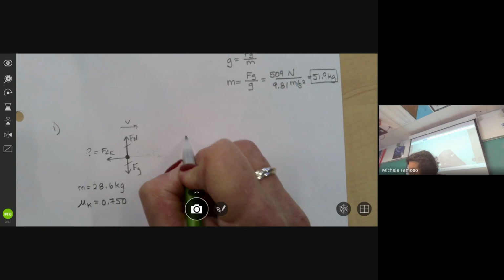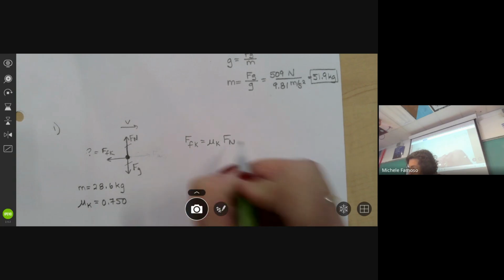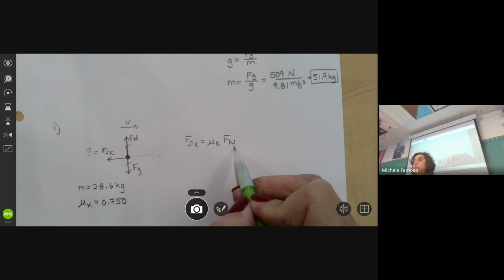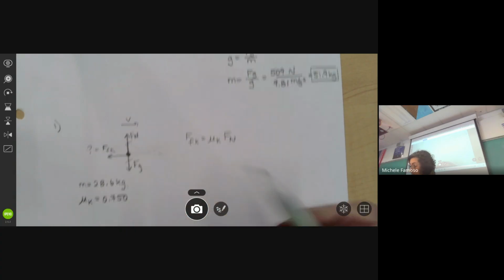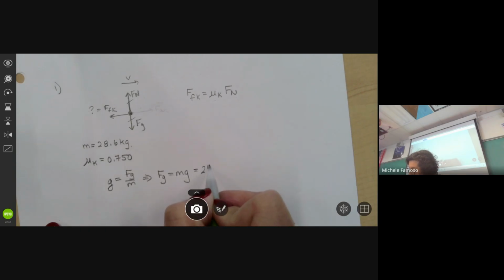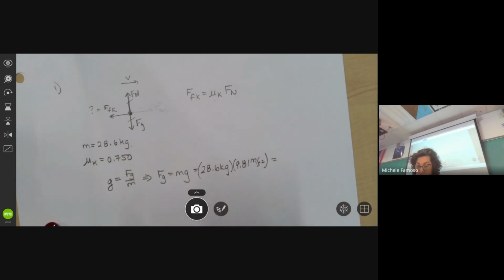The way I would do that is by using the equation mu Fn is equal to the frictional force. I know the mu value, but I don't know Fn. But I know that Fn has to balance Fg. So I can find Fg first using the mass. To get Fg, we use the equation g equals Fg over m. So Fg is mg. That is 28.6 kilograms times 9.81 meters per second squared.